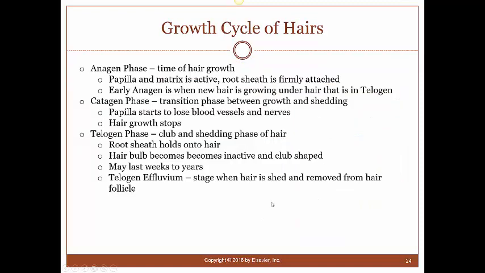When we look at the growth cycle of hairs, we have 3 main phases. So we have anagen, which is the time of hair growth. In the anagen phase, the papilla in the matrix is going to be active. The root sheath is very firmly attached to the hair, and it makes it so the hair is not going to easily come out. Early anagen phase is when there's new hair growth underneath the hair that's going to be in the telogen phase that we'll get to in a minute.